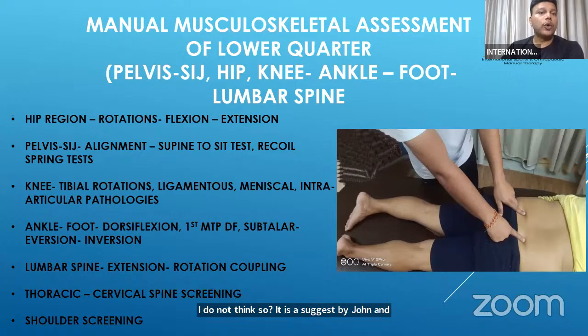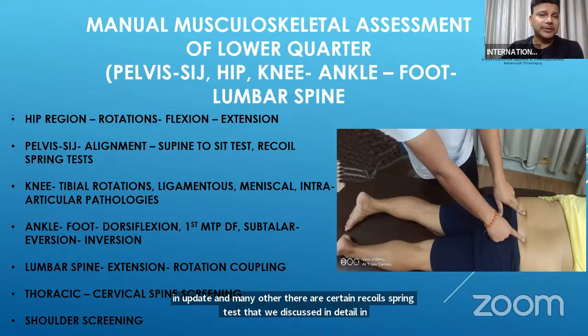So when I'm checking my patient's hip or my athlete's hip, I definitely like to check rotations and extensions. When I'm doing the pelvis and the sacroiliac joint, there's a test called supine to sit, where I can check whether the pelvis is in up slip, down slip, in flare, out flare, and many others. There are certain recoil spring tests that we discussed in detail in our pelvis and sacroiliac joint course. Believe me, there are like 20 recoil spring tests.